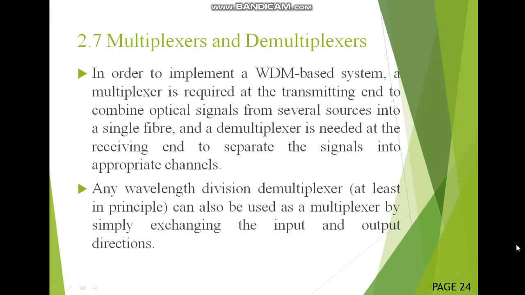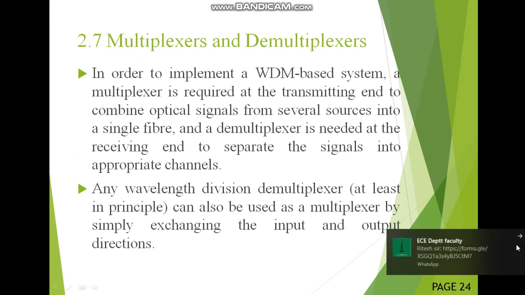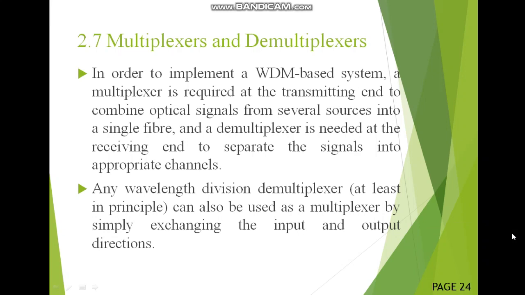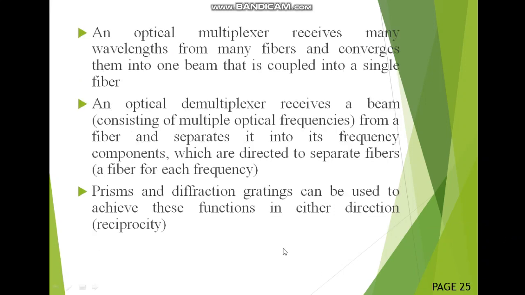In order to implement a WDM system, a multiplexer is required at the transmitting end to combine optical signals from several sources into a single fiber, and a demultiplexer is needed. It is the opposite of a multiplexer. It is needed at the receiving end to separate the signals into appropriate channels. Any wavelength division demultiplexer can also be used as a multiplexer by simply exchanging the input and output directions.